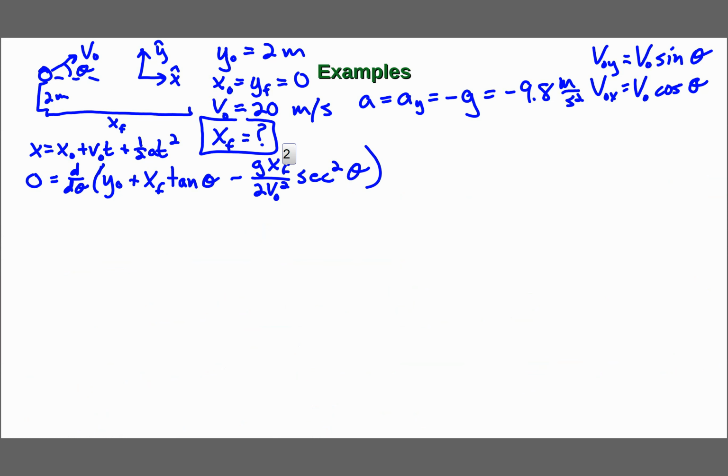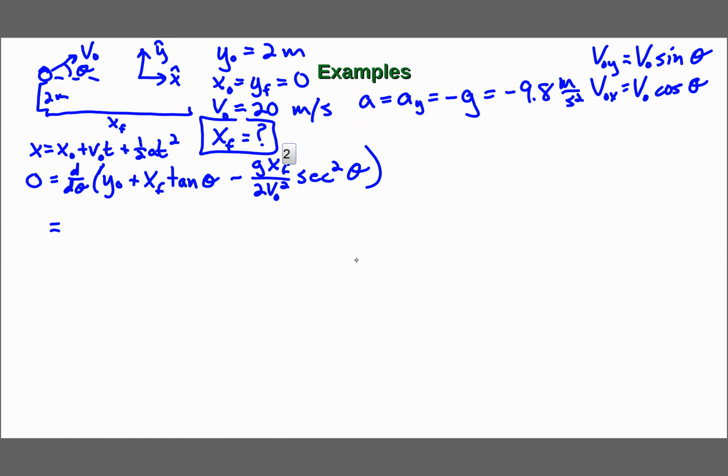All right, so we're going to work from there. The y naught is really simple. It's not a function of theta, so the derivative with respect to theta is 0. So that one's just gone. The next one, you'll notice we have to use the product rule. Remember, I said xf is a function of theta, okay?